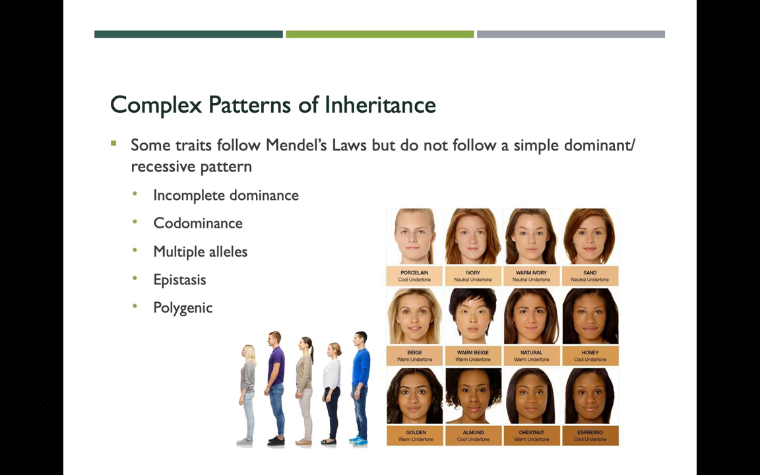The example we have here is polygenic inheritance, where we have a lot of genes all working together to produce a particular phenotype. And I find that one particularly interesting, but we will get to that.